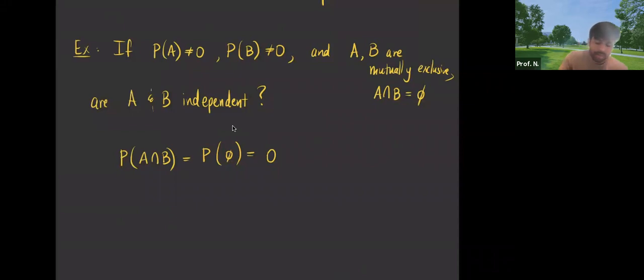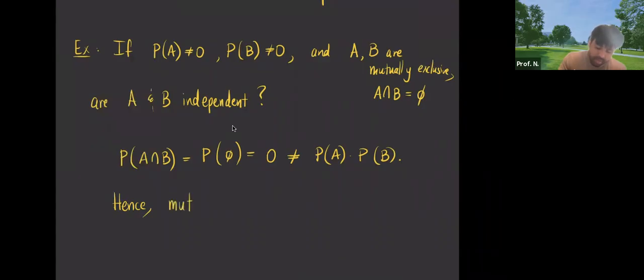But then what do we know? We're assuming that each of those probabilities individually is non-zero. So obviously this does not equal the probability of A multiplied by the probability of B. Hence what? Hence, A and B are not independent.